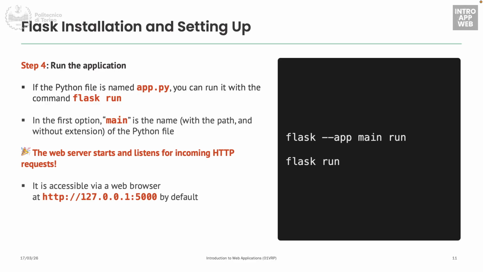Otherwise, if you want to save it with a different name, you can do it like this, where main is the name of the file. For instance, if you don't want to call the application app.py, but my_application.py, in that case it would be flask --app my_application run. But otherwise, if we just save the application as app.py, we just have to write flask run.